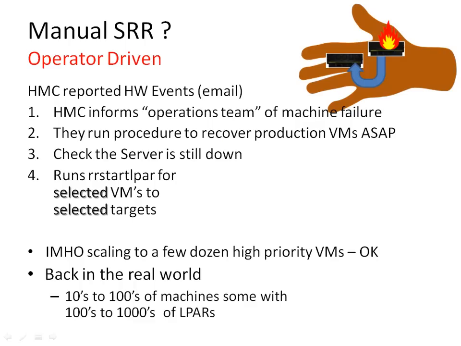Now, if you've got some hand-driven operators doing this operation, then they will be told of the machine failure. They'll get out the manual, look at the procedure, and start the recovery of the production virtual machines as soon as possible. First of all, they'll check that the server is actually still down. It wasn't some transitory problem and the machine is actually coming up. Best just to let it recover and start the workload again. Then they'll be running the commands to actually restart the LPARs on the selected virtual machines, maybe in a sort of priority order to the selected resources.